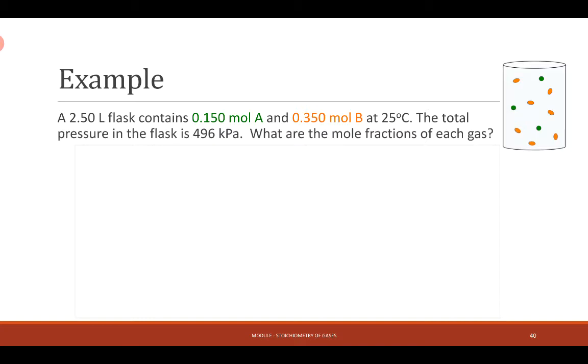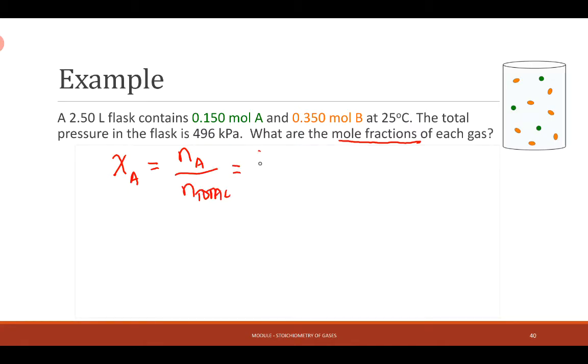Let's go over an example of calculating that mole fraction. This problem reads: a 0.25 liter flask containing 0.150 moles of A and this many moles of B is at this temperature. What the total pressure in the flask is, blah. What are the mole fractions of each gas? So I'm given a lot of extra information that I do not need to solve for the mole fraction, but I am just asked to solve for the mole fraction.